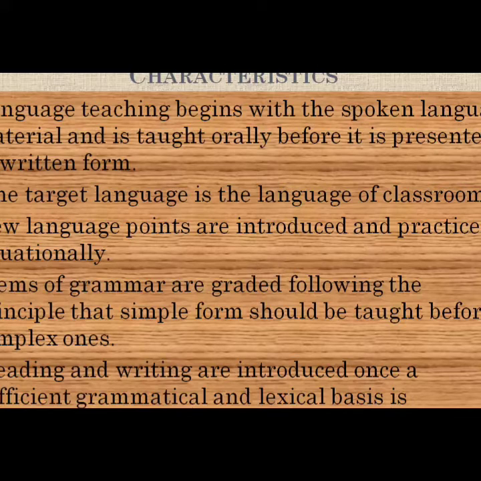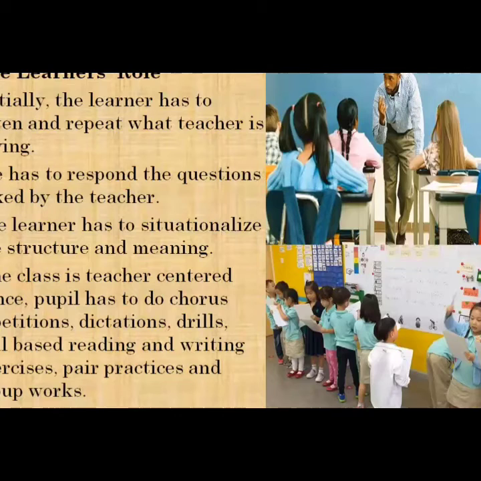So these were the characteristics. Next is the learner's role. What is the learner's role in situational approach? Initially, the learner has to listen and repeat what the teacher is saying. And he has to respond to the questions asked by the teacher. The learner has to situationalize the structure and the meaning. And the class is teacher-centered. However, the student has to do the chorus repetitions, dictations, drills, oral-based reading and writing exercises, peer practices, and group works, etc.